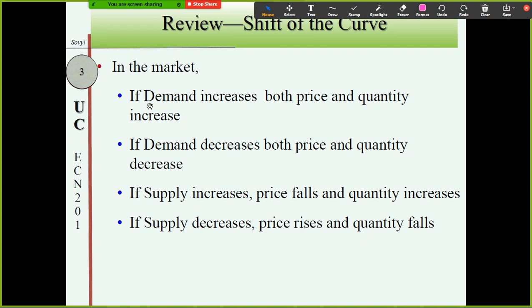In the market, if demand increases, both price and quantity increase. Remember the 4 rules. If demand decreases, both price and quantity decrease. If supply increases, price falls and quantity increases. If supply decreases, price rises and quantity falls. These are the 4 rules.